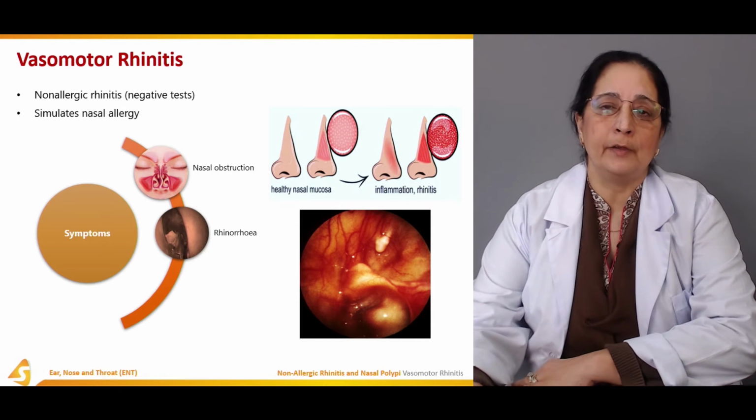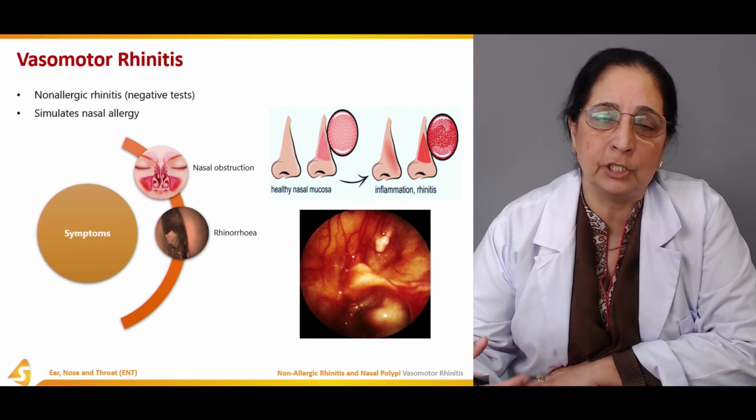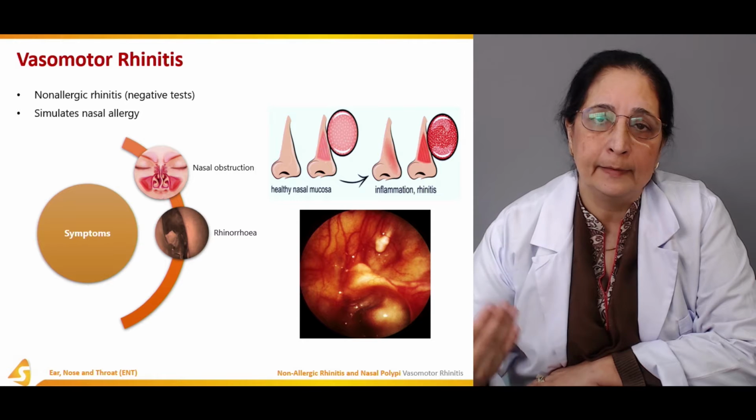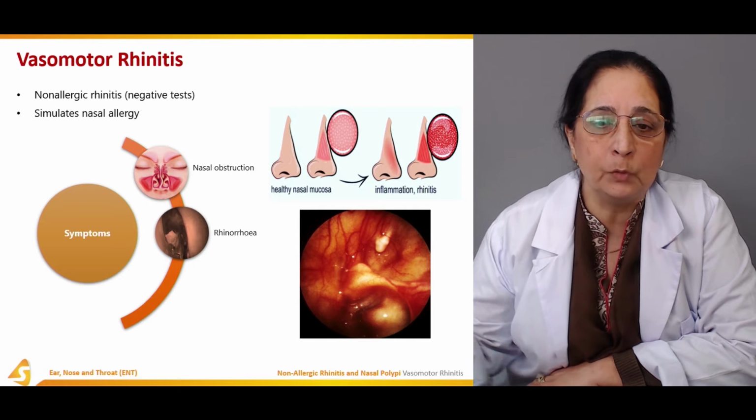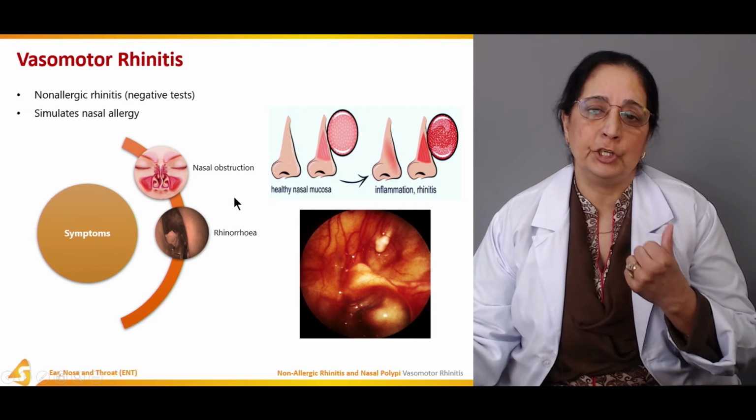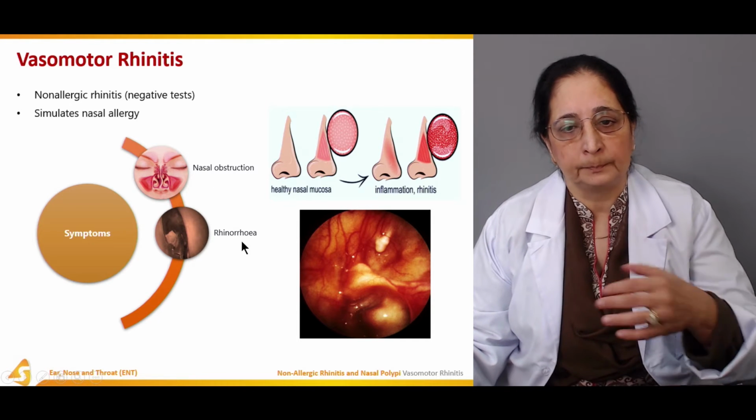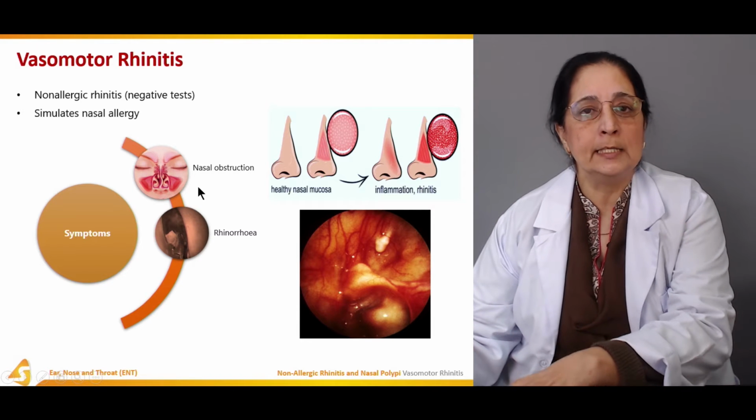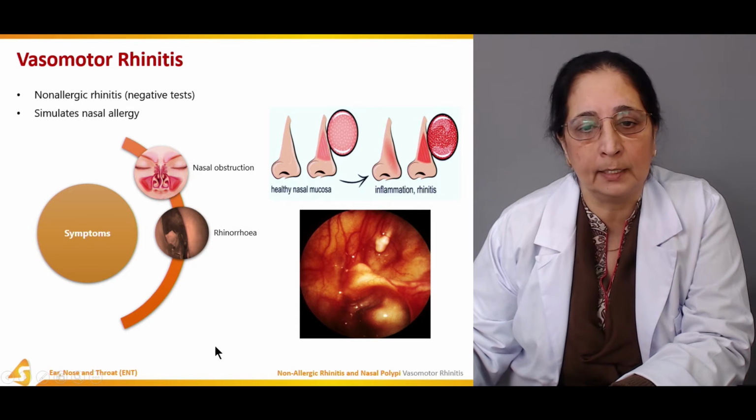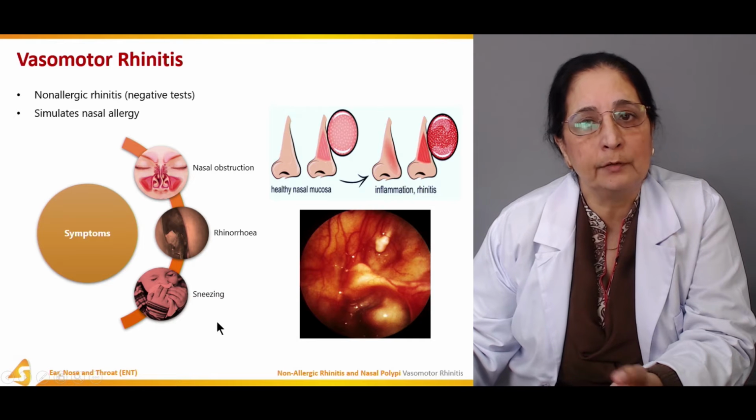Then rhinorrhea. Rhea is the flow, rhino is for the nose. There is excessive production of nasal secretions that keeps on coming out because of the mucus production from the swollen, edematous nasal mucosa. So first nasal obstruction, then rhinorrhea. Both are very common in allergic rhinitis also. That's why it's mentioned that it simulates nasal allergy. Sneezing is also common in vasomotor rhinitis.